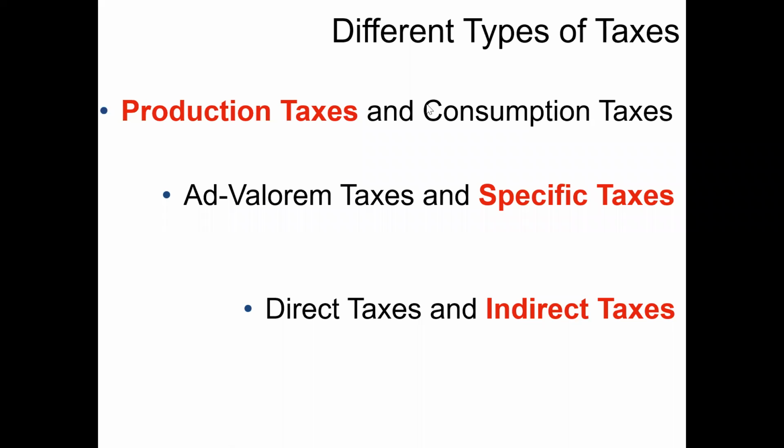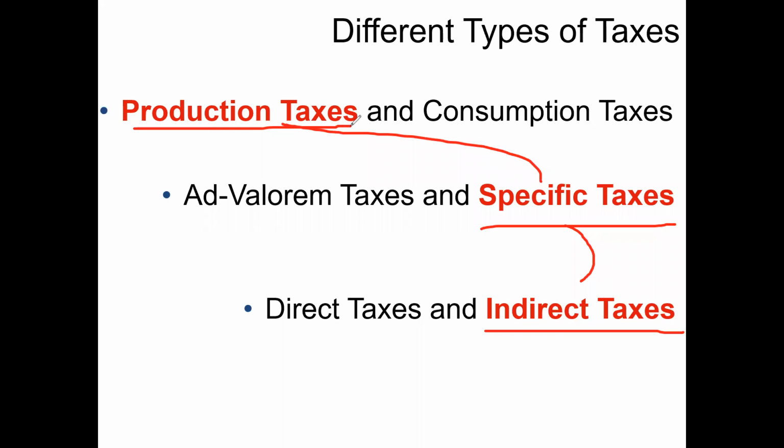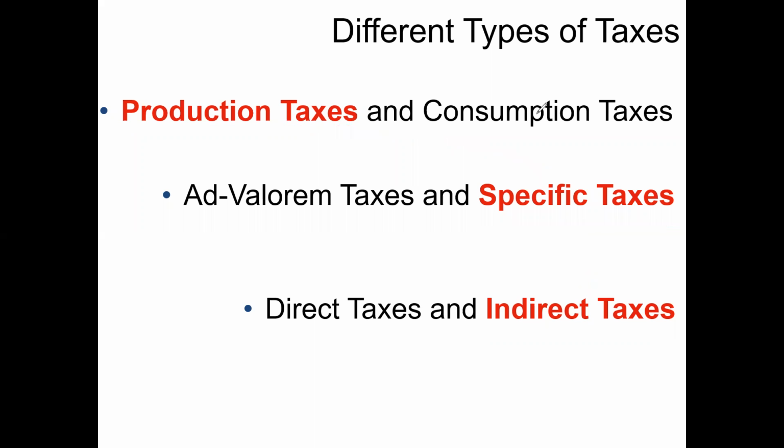So we are going to discuss the impact of indirect, specific production tax. Consumption tax, only one diagram is there. Ad valorem tax, only one diagram is there. Direct taxes are not concerned. That comes in unit number 8. This chapter, we are going to discuss indirect, specific production taxes. Now simply keep in mind, we are discussing the production taxes.